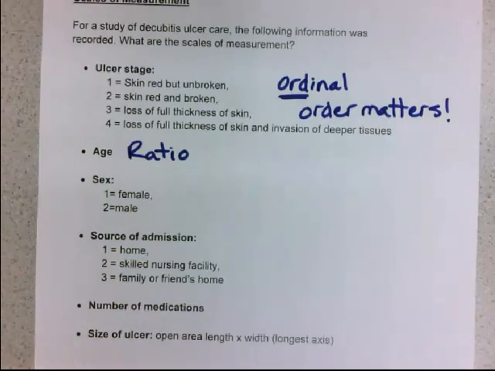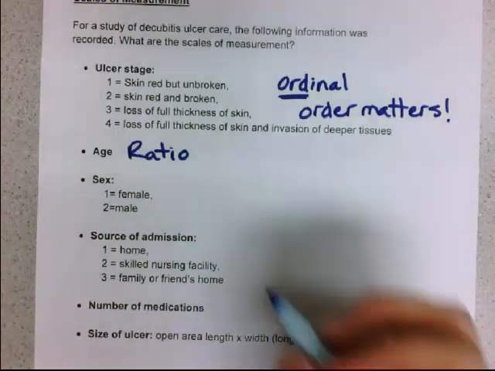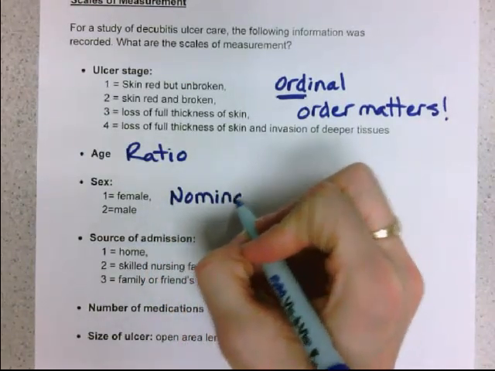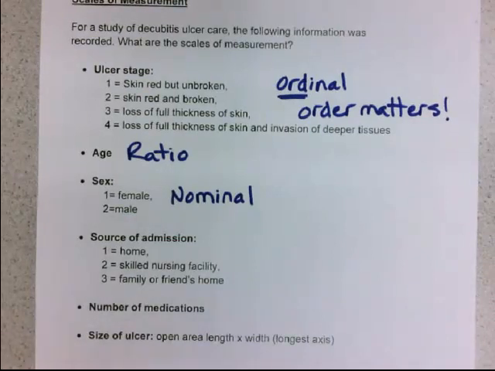For the third one, we have males and females assigned to numbers here, but the numbers don't really matter, right? You could make females, give them a value of 50 and males a value of 47. It really is irrelevant, as it's just here as a way of coding, so we would call this nominal. So it's nominal because we're putting the information here into categories that are descriptive, but we could use any numbers that we wanted to.